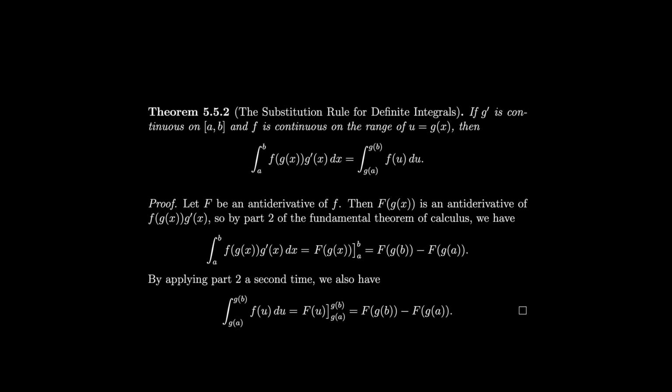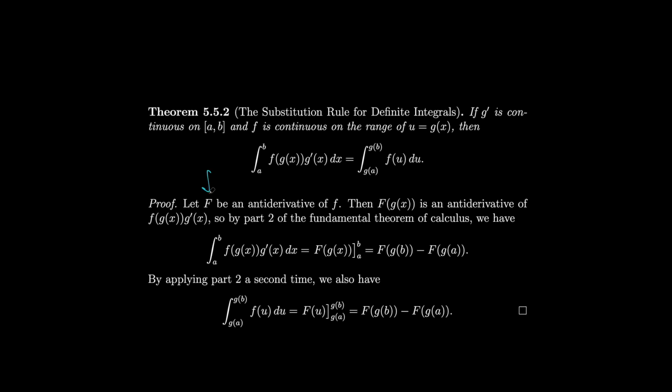So let's do the proof of this really quick. If g prime is continuous on the closed interval and f is continuous on the range of u equals g of x, then we have the substitution rule, but the limit b becomes whatever the function of b was, and the limit a becomes whatever the function of a was.